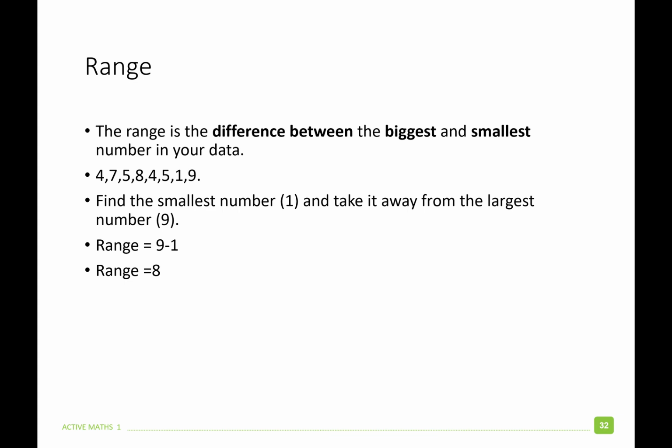Let's look at another example question. The range is the difference between the biggest and the smallest numbers of your data. Here we have a set of data. Our smallest number is 1, and our largest number is 9. The range is equal to 9 minus 1, so the range is equal to 8. This tells you how big the spread of your data is. The larger the range, the bigger the spread of the data, i.e. the bigger the difference between the largest and the smallest values.